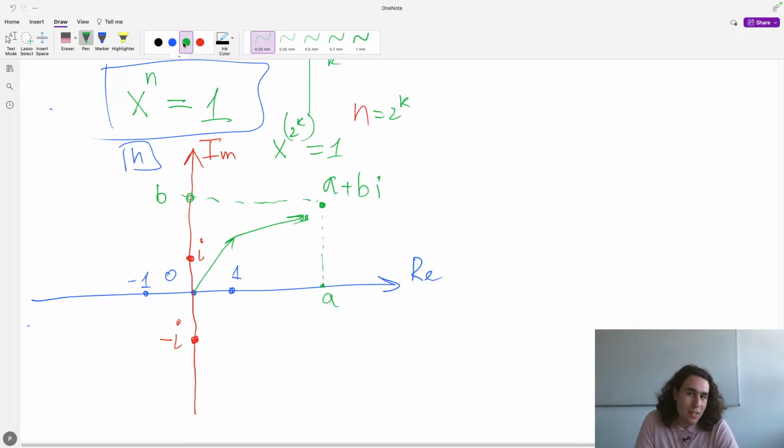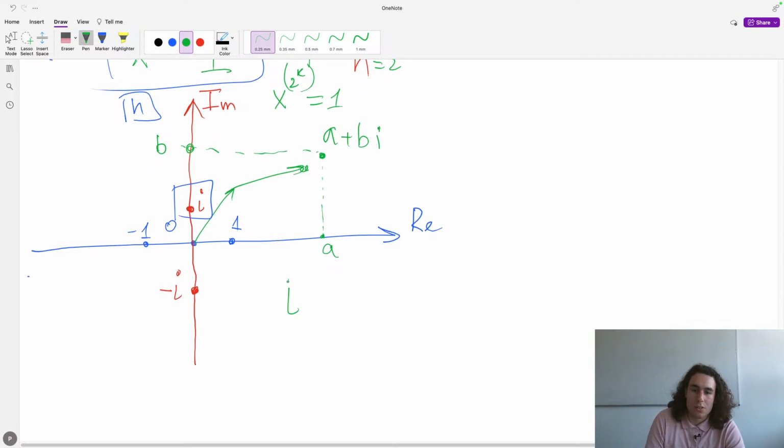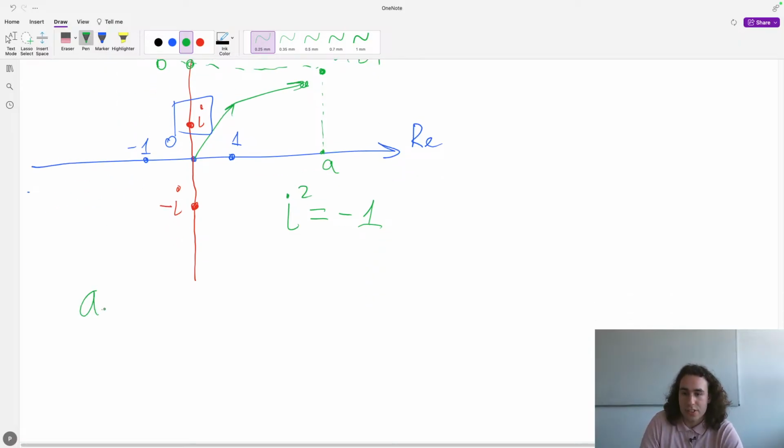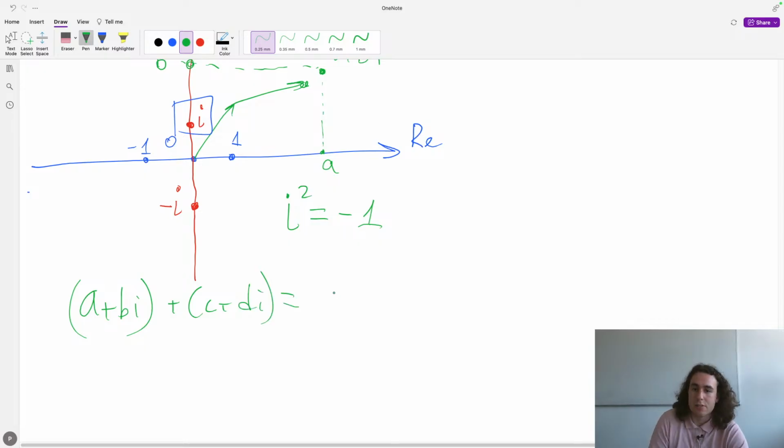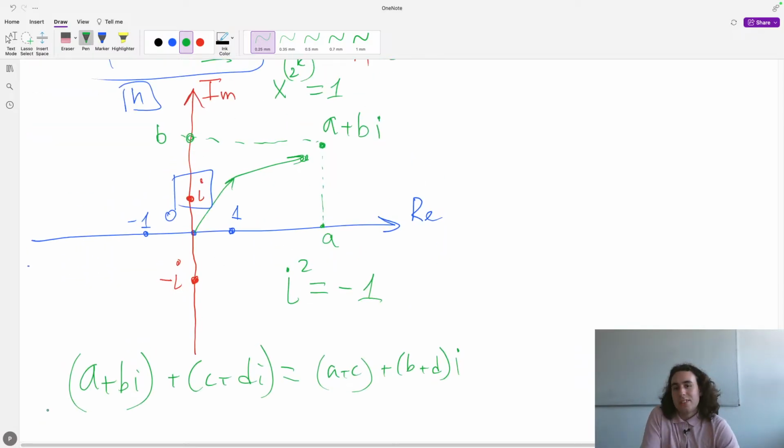We define the number i as the square root of -1, so i squared is equal to -1. Then we can do all our algebraic operations without thinking about what they actually represent. For example, (a plus bi) plus (c plus di) is equal to (a plus c) plus (b plus d)i. You just add up the real components and the imaginary components, so you just add up two vectors.